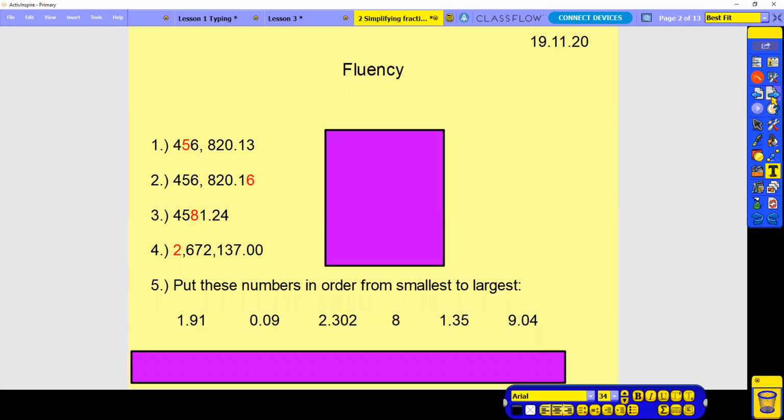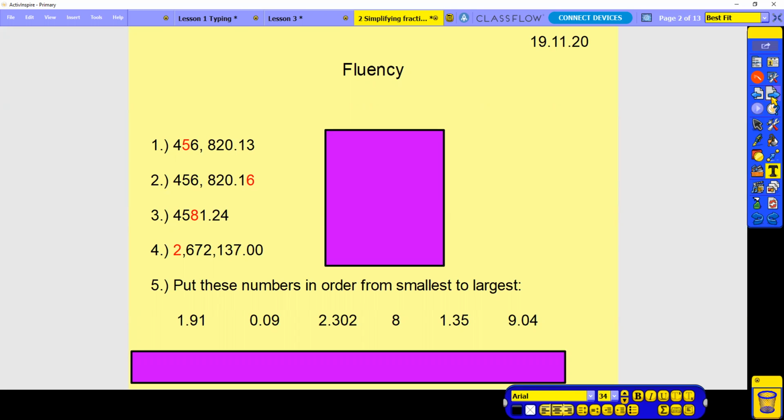We're going to start off with our fluency target. This is the same as what we had yesterday. The numbers on the right have digits that are in red. You need to write the value of the digits in red for questions 1 to 4. Then when you get to question 5, you need to put those numbers in order from smallest to largest. If you can pause this video now, give yourself a minute or so to do these questions. Pause the video and do these questions now.